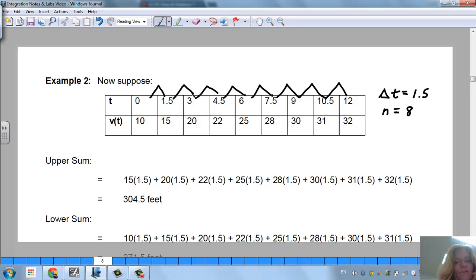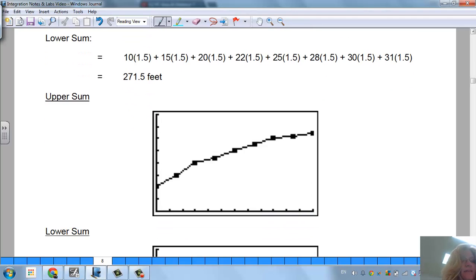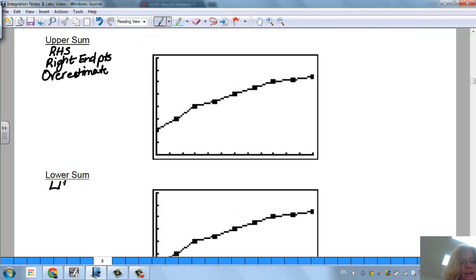So again, we have this curve, and I'm not even going to do this yet for a minute, but we have an upper sum and a lower sum. And the upper sum, which was our right-hand sum, or right endpoints, in this case is our overestimate. And the left-hand sum, or the lower sum, we used our left endpoints, and it was an underestimate.